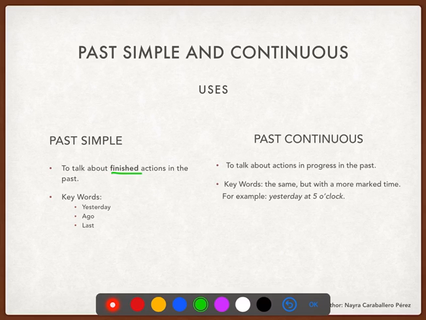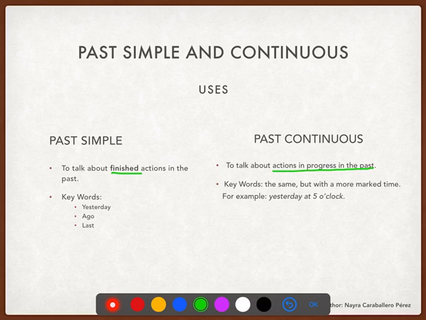Then we have past continuous, which is used to talk about actions in progress in the past. It is also very important. It is like the present continuous tense, but in the past. Okay? If you translate the sentences into Spanish, it may help you too. And the keywords, the problem here is that the keywords are almost the same as in past simple tense, but with a more marked time.